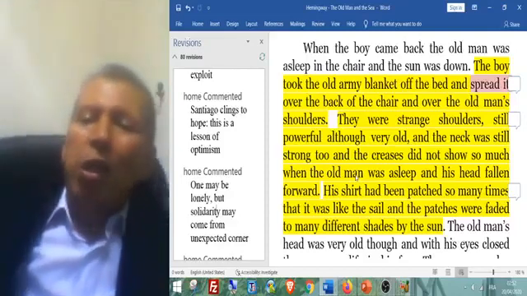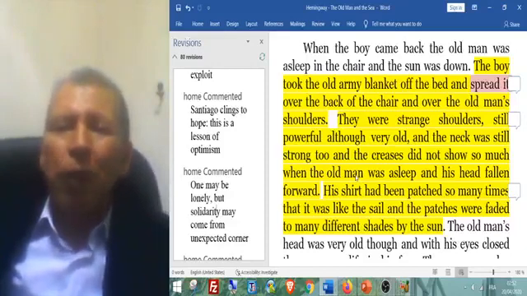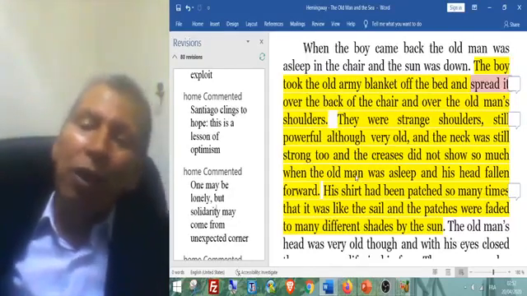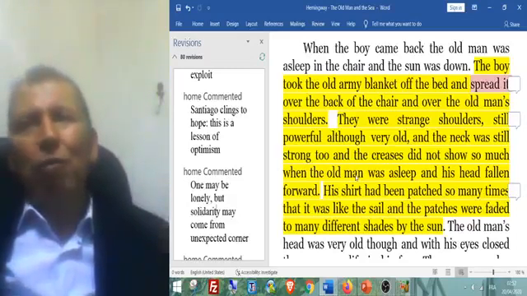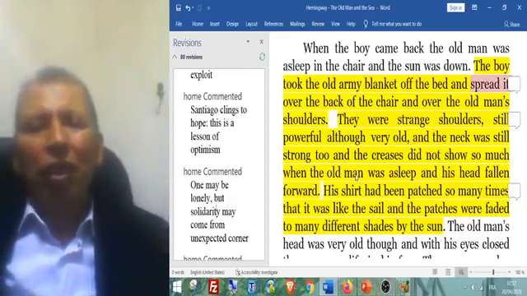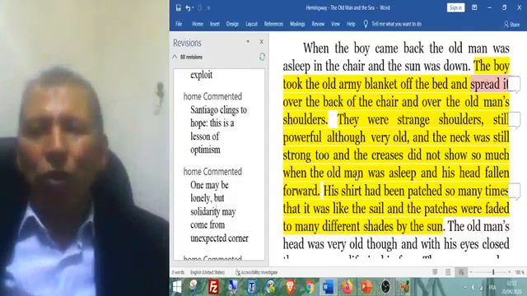So the old man is lonely. He has no family, no wife, nobody to take care of him, except this boy who is willing to help him. So we live lonely lives most of the time, even in the midst of our relatives. But solidarity may come from unexpected corners, from an unexpected corner.